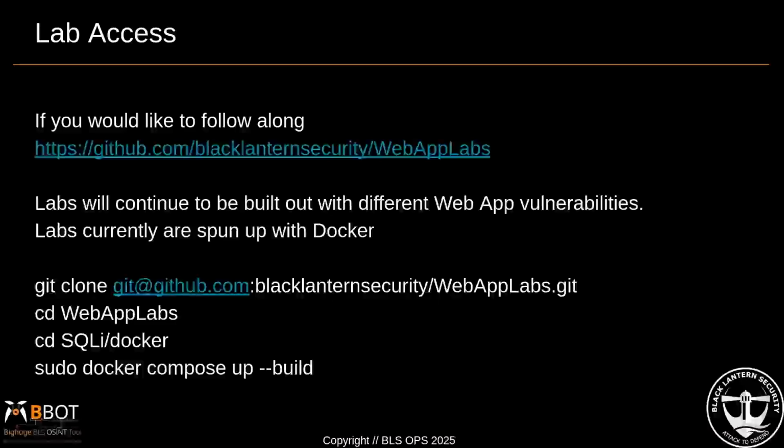I plan on adding more labs for each different type of web app vulnerability, like command injection, that kind of stuff. So be looking out here. That'll be where all of it is posted, as well as likely on Black Lantern Security's blogs. But if you want to follow along, just clone the Git repository, cd into it, then cd into the Docker instance, and then just docker compose up. Everything should work. It'll run on your local system, so you're not hurting anything.